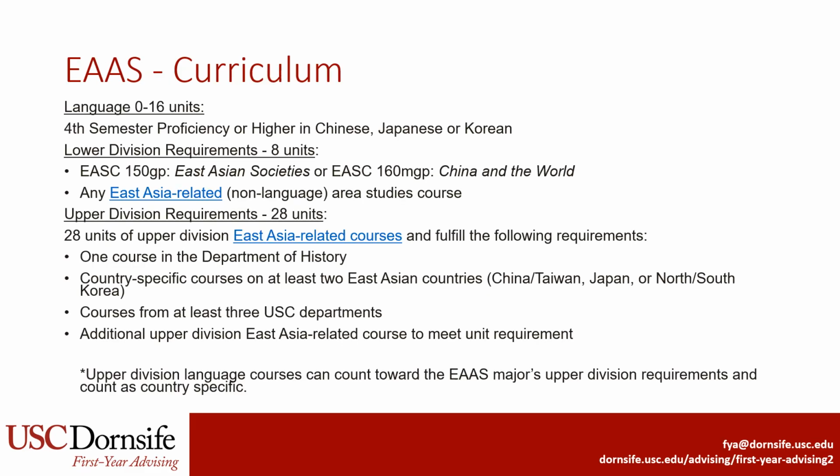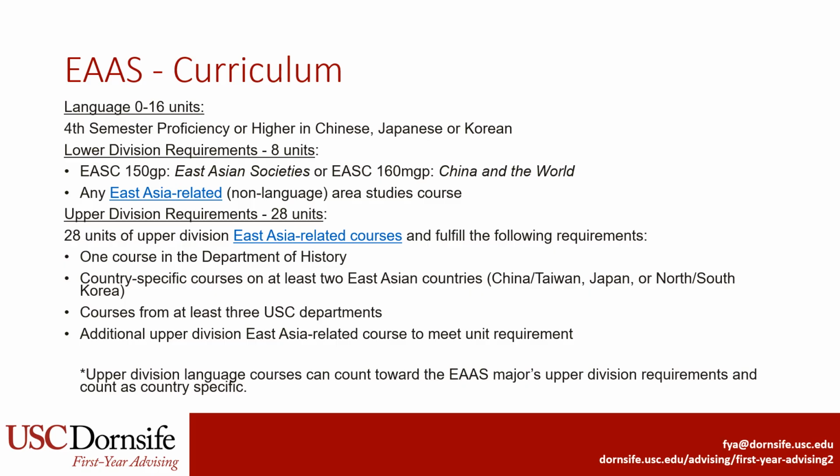resources. The East Asian Area Studies major requires students to complete 4 semesters of language or have the equivalent proficiency in Chinese, Japanese, or Korean. The number of language courses you take will depend on your level of proficiency.